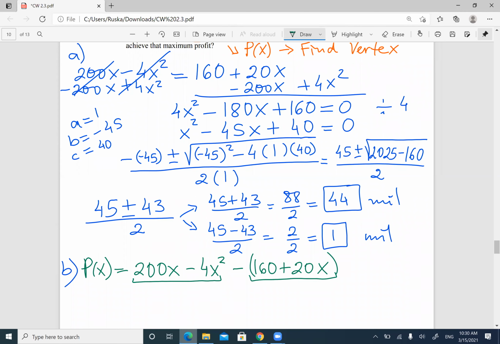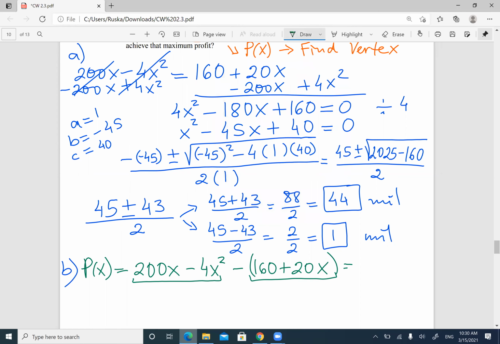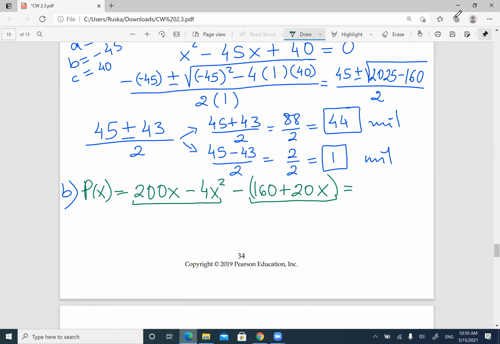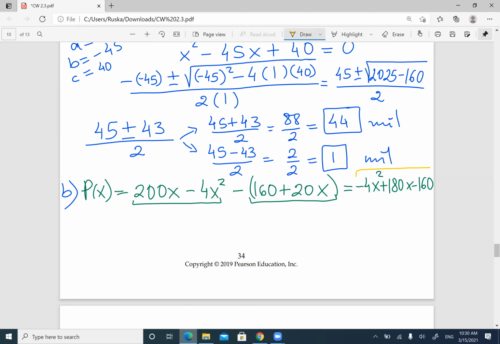And then from here, we're going to distribute the negative, and we're going to rewrite this. So we're going to combine those two. So it's going to be negative 4x squared plus 180x minus 160. So this is my profit function. Any questions? Everybody understand how to get the profit?